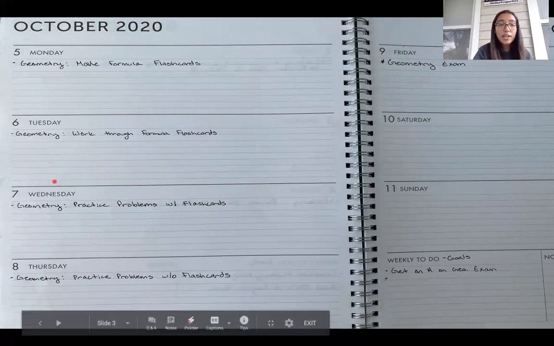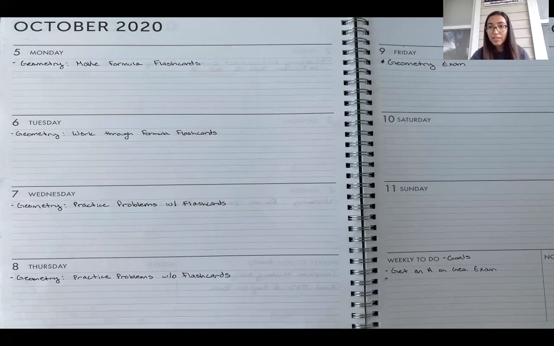Note that I didn't write "study for geometry, study for geometry, study for geometry, study for geometry." That's not a good way to plan out your week. You need to make these specific plans in your planner to reach your weekly goal.